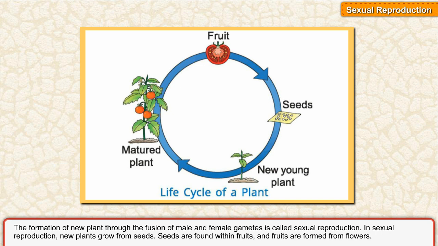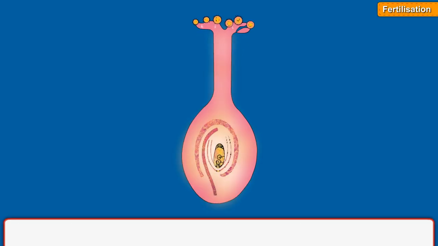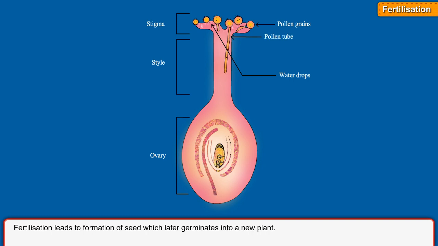Seeds are found within fruits, and fruits are formed from flowers. Sexual reproduction involves three major steps: pollination, fertilization, and fruit and seed formation. Fertilization is a step between pollination and seed formation. The fusion of the male gamete with the female gamete is called fertilization. Fertilization leads to the formation of a seed, which later germinates into a new plant.